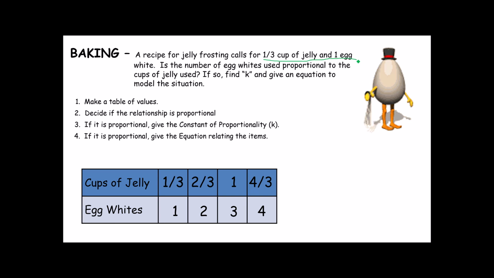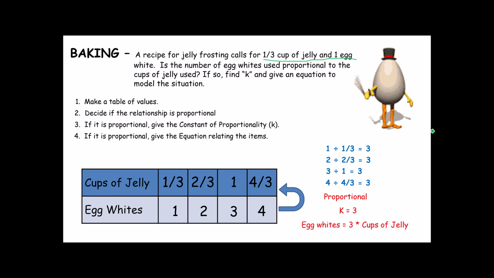The question is, is this proportional? Is there something that the bottom number can be multiplied or divided by to get the top number? Well, let's see. 1 divided by 1/3 is 3. 2 divided by 2/3 is 3. 3 divided by 1 is 3. And 4 divided by 4/3 is also 3. There is a constant of proportionality here. It's the 3. Your egg whites is equal to 3 times the cups of jelly.